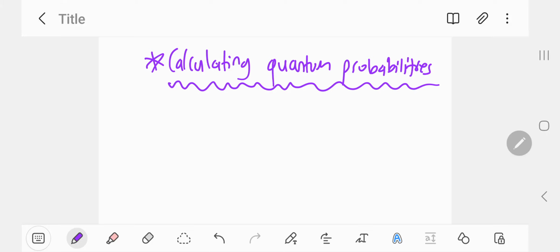This is lesson 68 of the Quantum Mechanics mini lecture series: calculating quantum probabilities. I'm going to show you how to calculate the probabilities of specific quantum states.